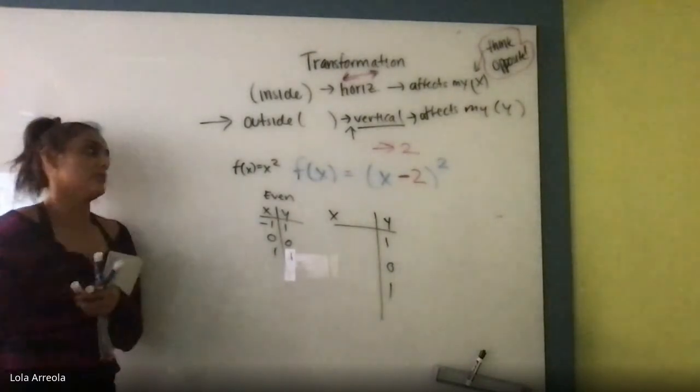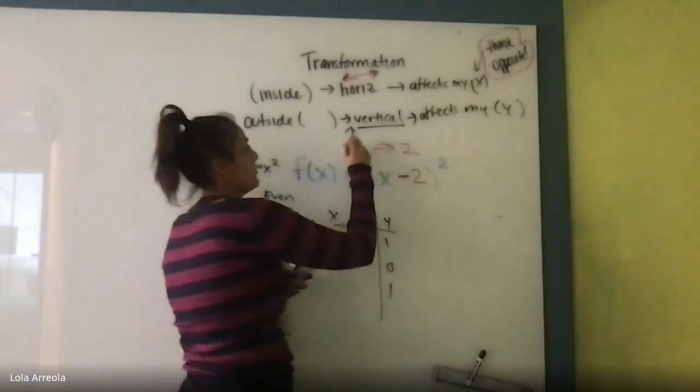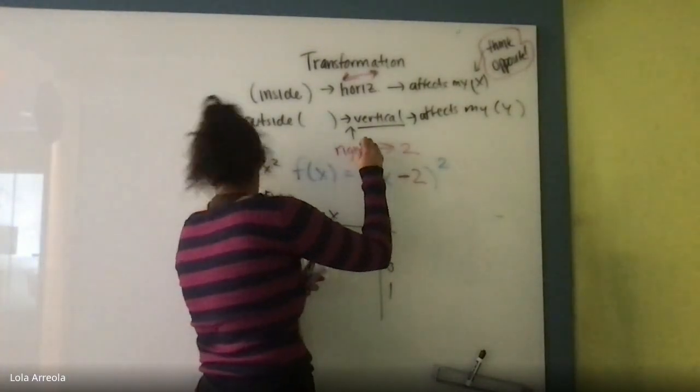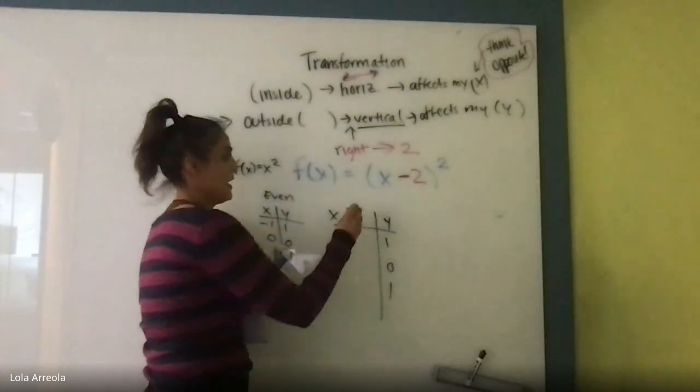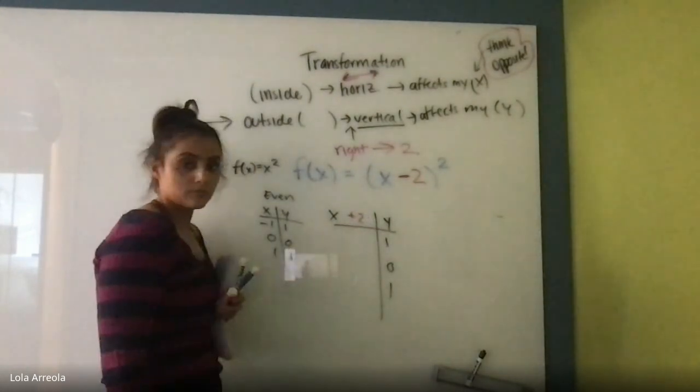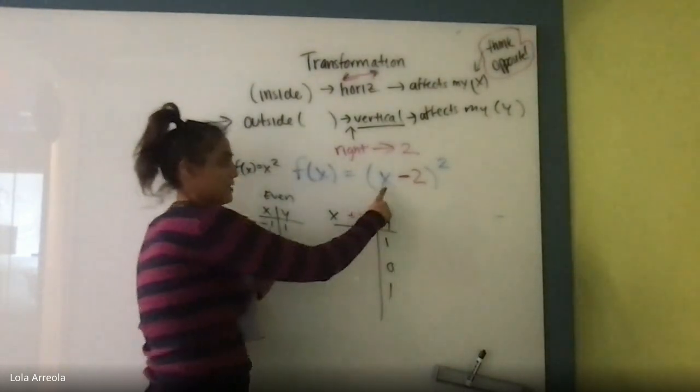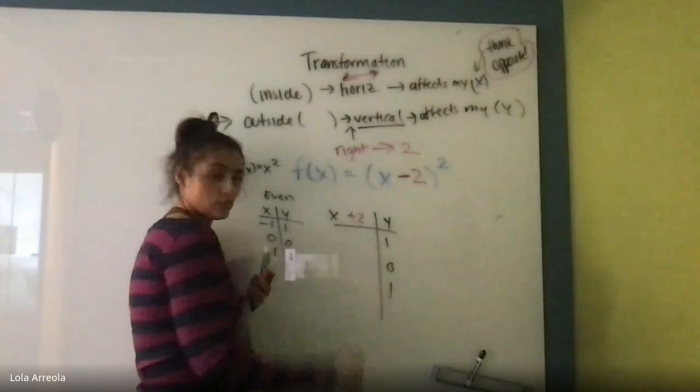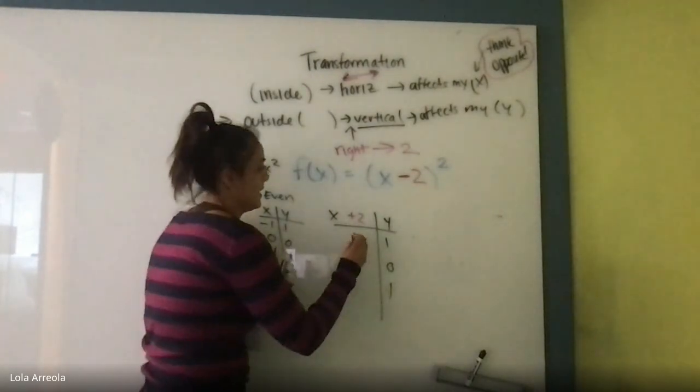Okay, so opposite. Because I'm moving my graph to the right 2, I'm going to add 2 to my x. So the opposite: x - 2 actually means add 2 to your x, and x only.